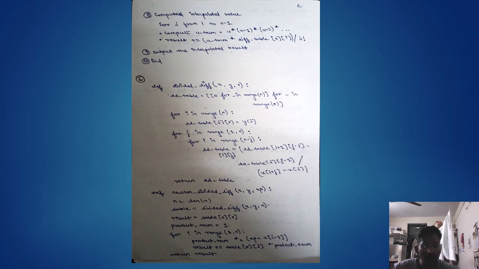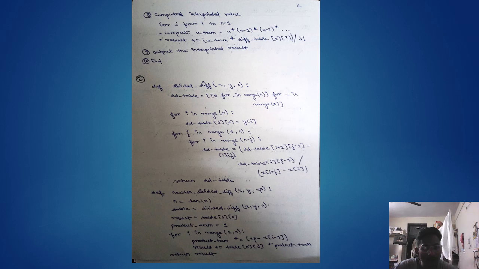So for the solution, in Python, there is a function called divided_diff, which has three arguments x, y, and n. And there is another array variable, d table, initialized to 0 for in a range of n, and another loop in a range of n. For I in range of n, d table I and 0 is equal to y i. For j in the range of 1 comma n, for I in a range of n minus j.